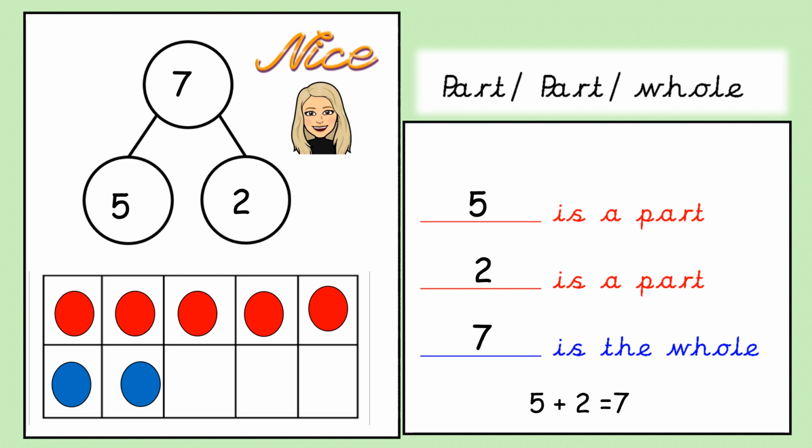Okay, how many are red? Good subitizing. You didn't need to count. You can see that there's 5 on the top. So a part is 5. And how many are blue? 2. Well done. So a part is 5, a part is 2, and a whole is 7. So our number sentence is 5 plus 2 is equal to 7. Let's look at another number bond to 7.